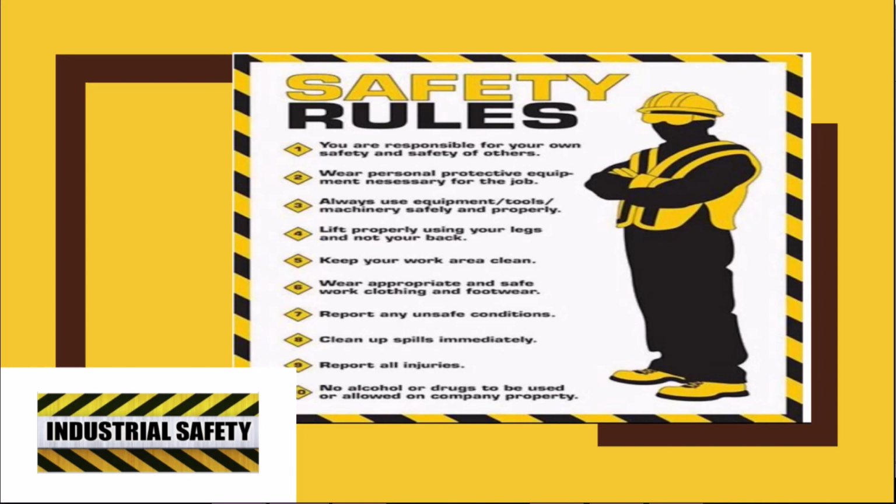To ensure industrial safety, every workplace person has to follow some safety rules, which are listed below. Number one, you are responsible for your own safety and the safety of others. Number two, wear personal protective equipment necessary for the job. Number three, always use equipment, tools, and machinery safely and properly. Number four, lift properly using your legs and not your back. Number five, keep your work area clean.